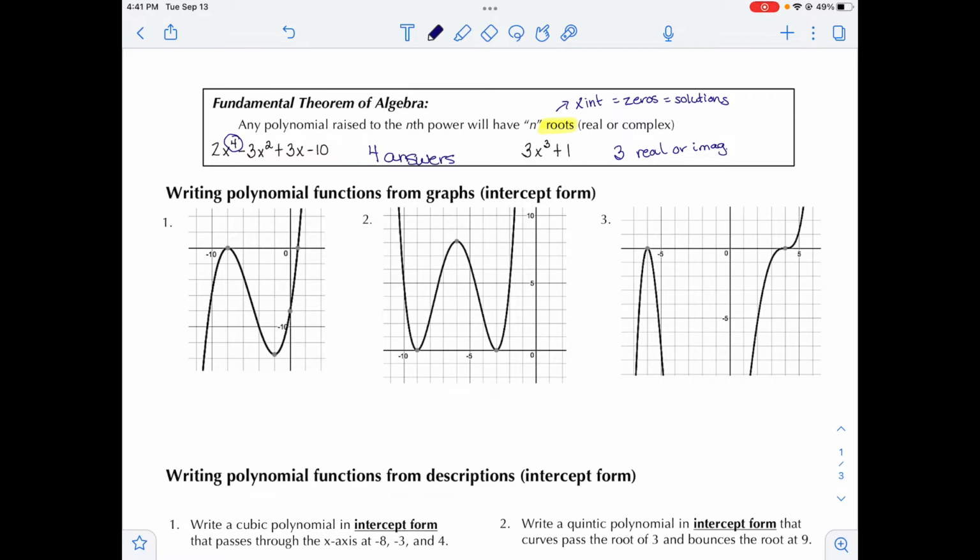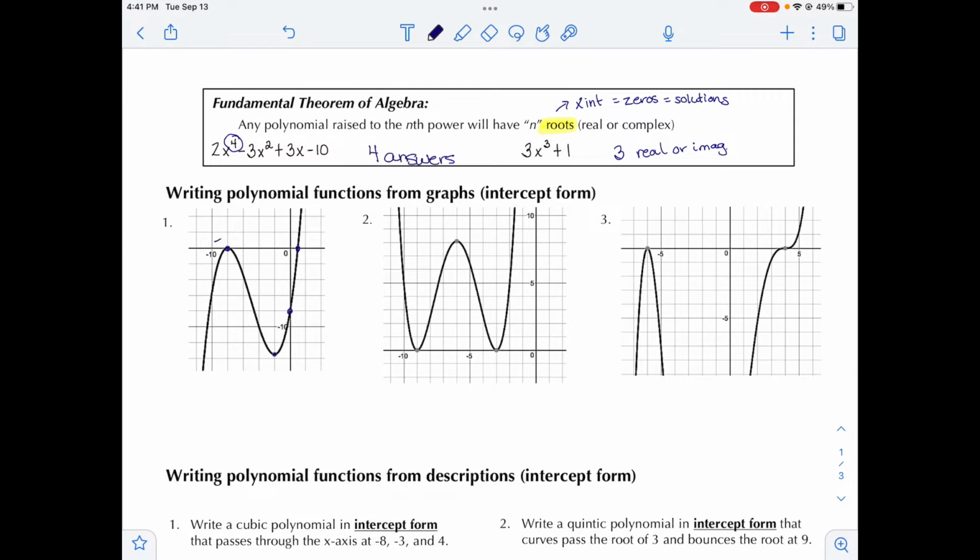Okay, so we're going to look first at a couple of graphs, and we're going to learn how to write an equation from a graph. So we need a couple of points. We've already talked about this a little bit. This is intercept form. Intercept form just means that it's already factored. So we're going to find our clear points. So here's some clear points. This point here, down here, is not very clear. We want clear, precise points.